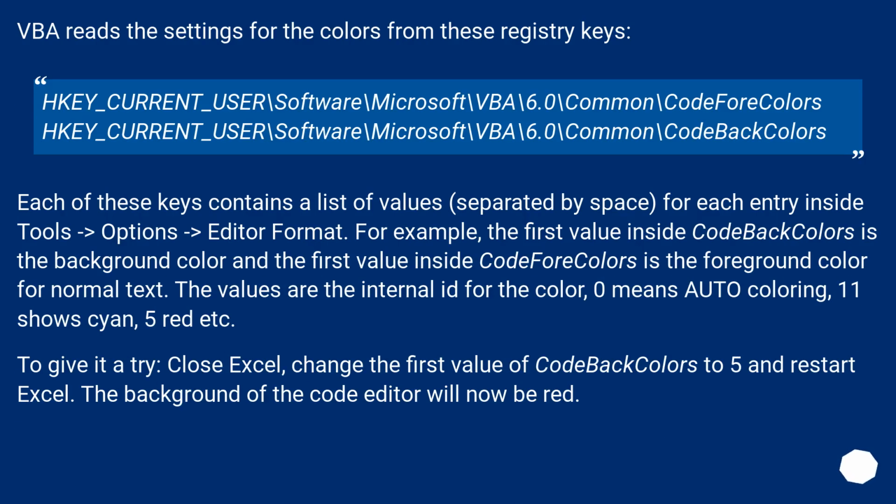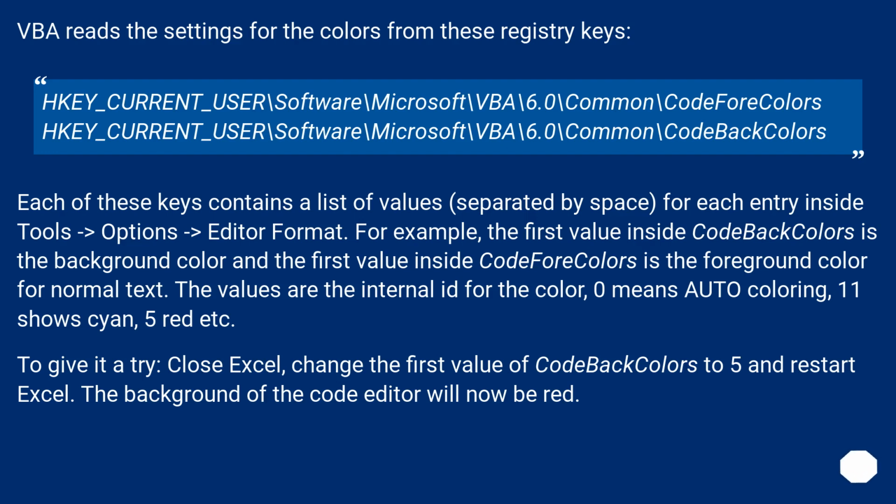VBA reads the settings for the colors from these registry keys: HKEY_CURRENT_USER\Software\Microsoft\VBA\6.0\Common\CodeBackColors and CodeForeColors. Each of these keys contains a list of values, separated by spaces, for each entry inside Tools > Options > Editor Format. For example, the first value inside CodeBackColors is the background color and the first value inside CodeForeColors is the foreground color for normal text.